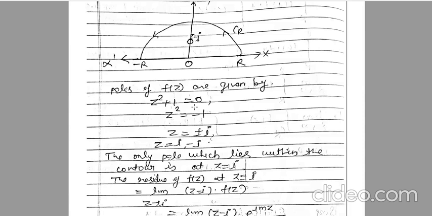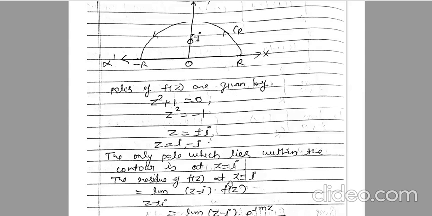So (0, 1) will lie on the y-axis, and z is equal to minus i, that means x is 0, y is equal to minus 1. So (0, minus 1) will lie on the negative y-axis. So we are not considering the negative y-axis. So only one singular point z is equal to i will lie inside the circle, on the positive y-axis. So we will find the residue at only the z is equal to i pole.